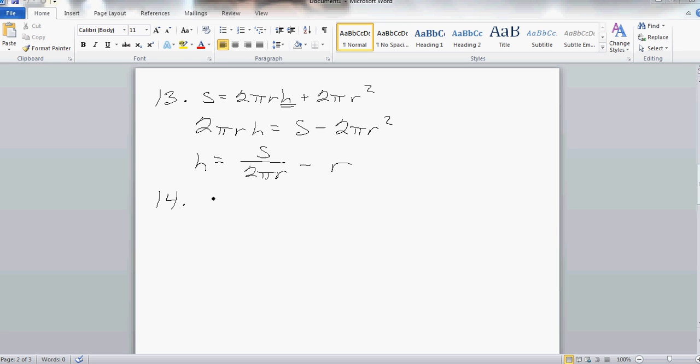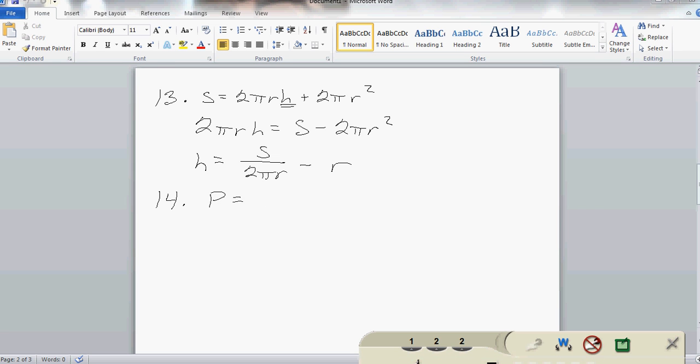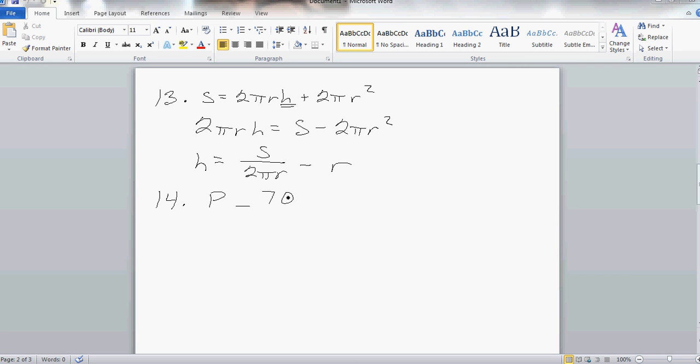Example number 14, p minus 7q over 5 equals p plus 3 all over 2 plus 1, and we have to solve for p. Now, in order to solve for p, since we have two of them, the first thing we have to do is to make sure that we get all of the p's to one side.